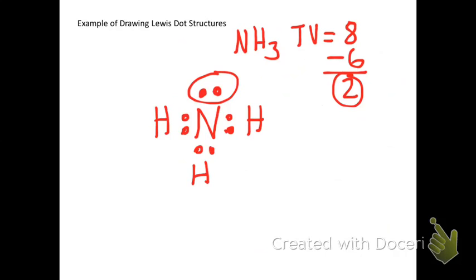And so now, how many dots are around nitrogen? And you count them up. We have 1, 2, 3, 4, 5, 6, 7, 8. 8 electrons around nitrogen. Does nitrogen have a full shell? Absolutely. It has those 8 electrons or 8 dots around it. So the nitrogens and hydrogens are all happy, content. They all have full, complete outer shells.